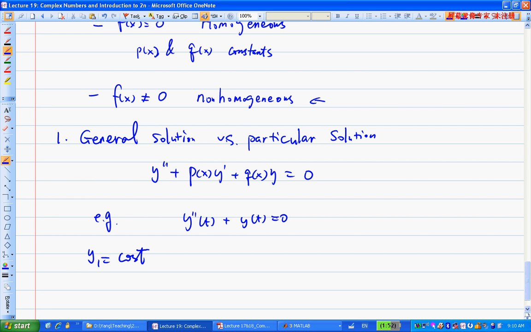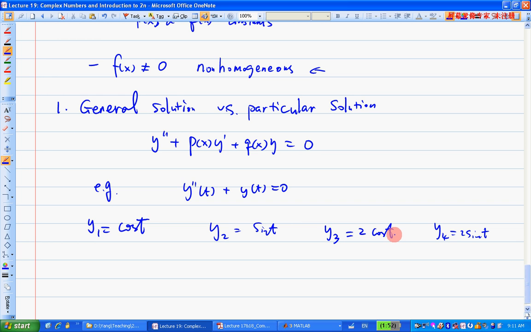And you can also see that y2 equals sine t is also a solution. If you put sine t in, the second derivative is negative sine t, plus sine t is 0. And if you put 2 cosine t here, it's still a solution. If you put 2 sine t here, it's still a solution. All of these we call particular solutions.